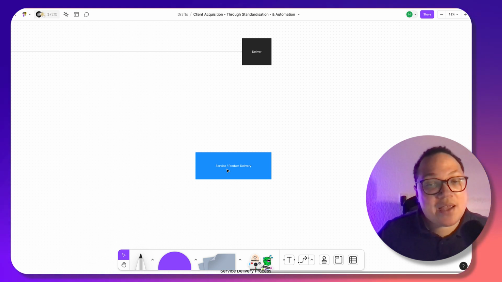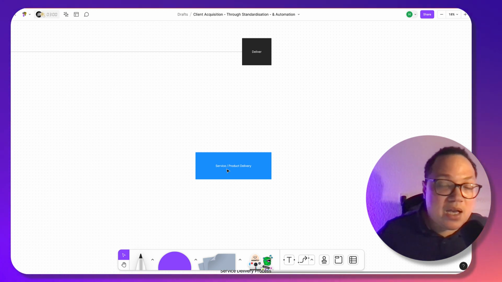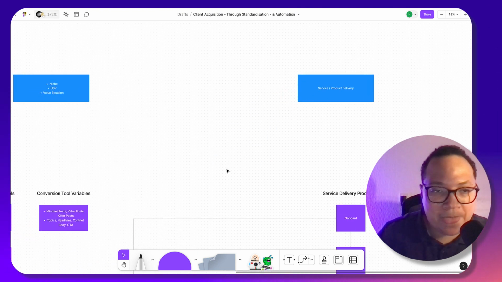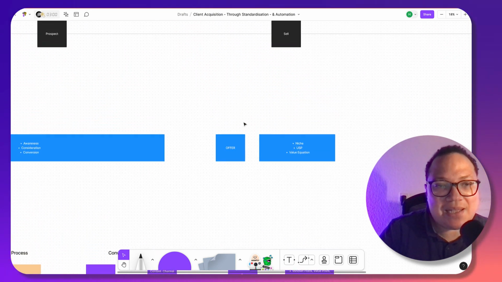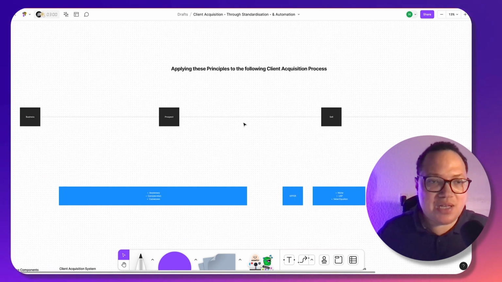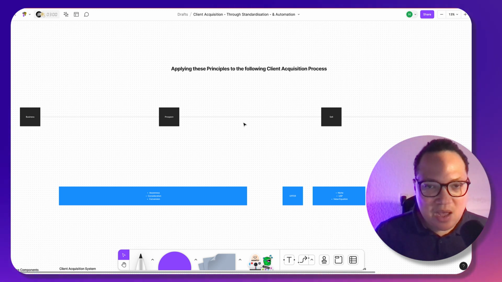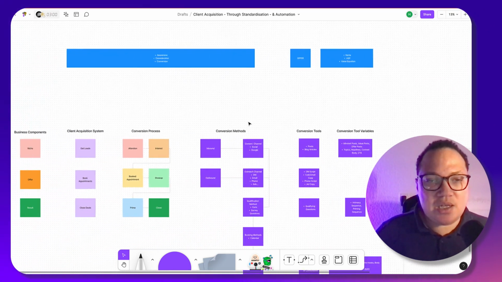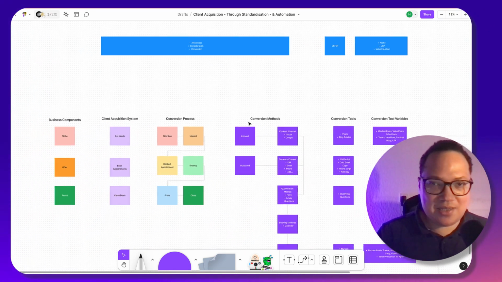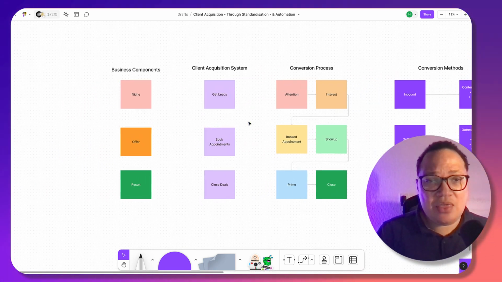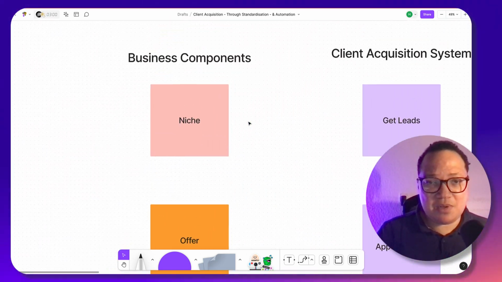And so that's why it's important to also systematize your services and product delivery. And now that we know basically what the client acquisition process is that we have to engage in our business, and what elements we need to systematize, we can go deeper into looking at the true components that we need to systematize.